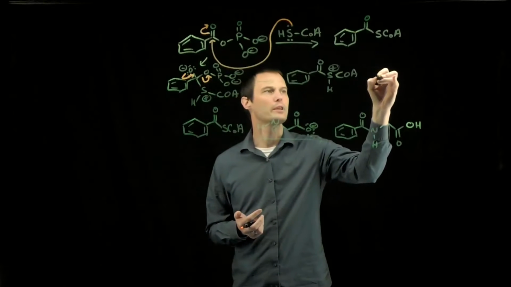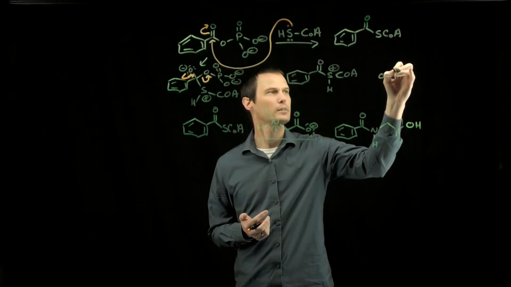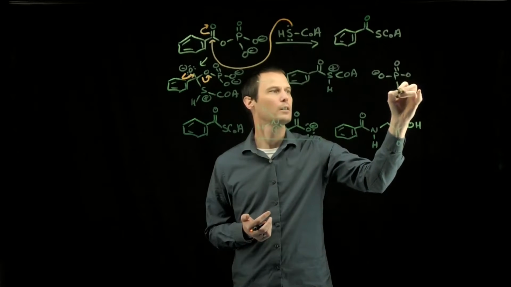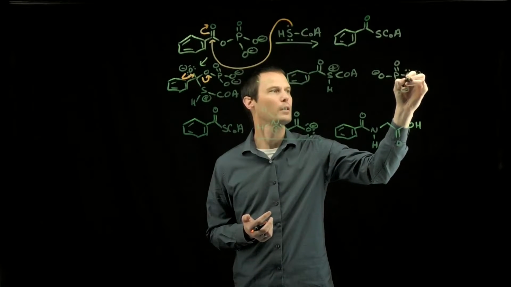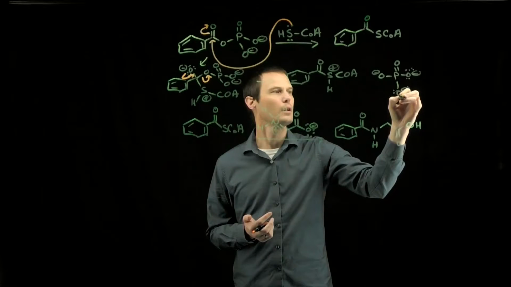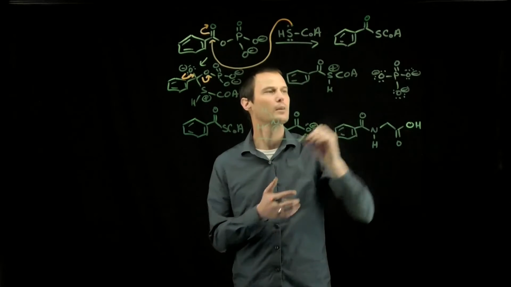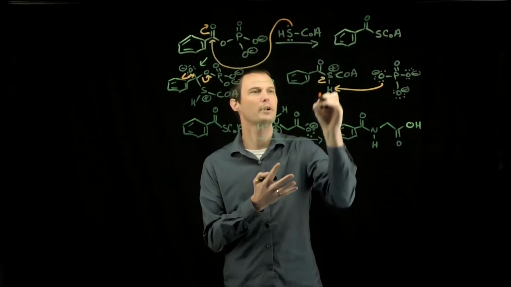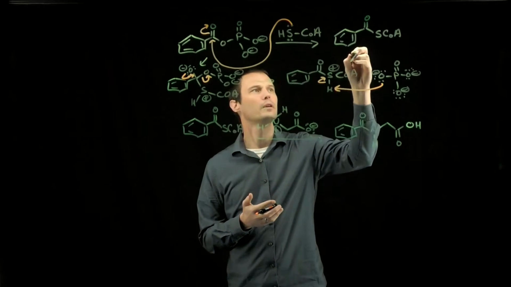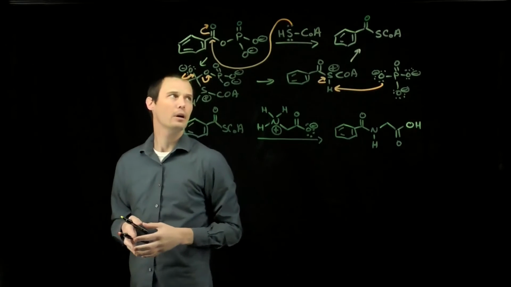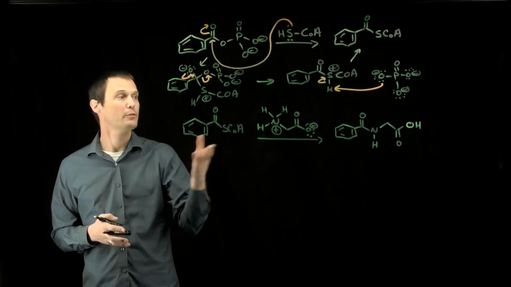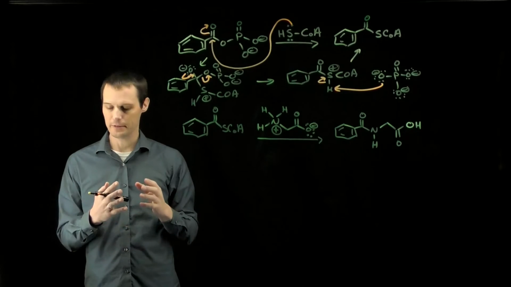So we can use the phosphate that we just kicked out to deprotonate the sulfur and neutralize our product. We can use one of the lone pairs on oxygen to grab this hydrogen and neutralize our product, forming our thioester. Now that we've formed this thioester, we can go on to make hippuric acid.